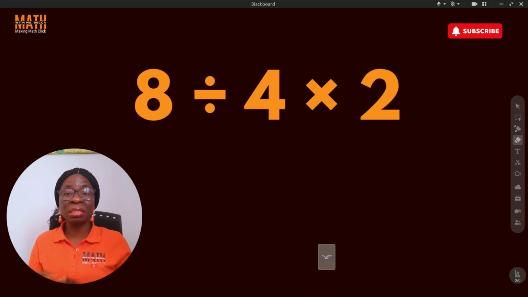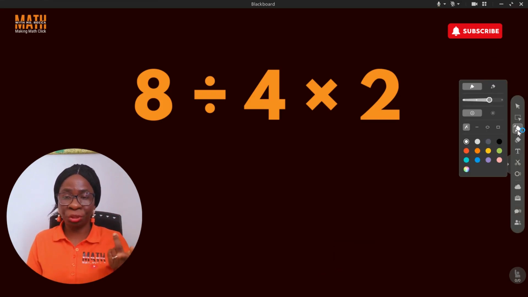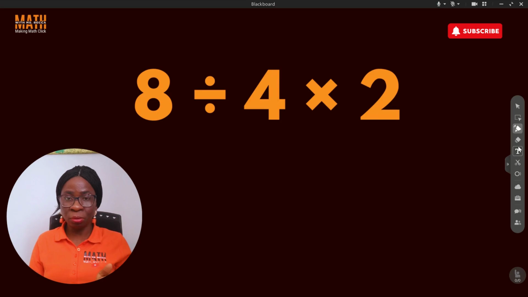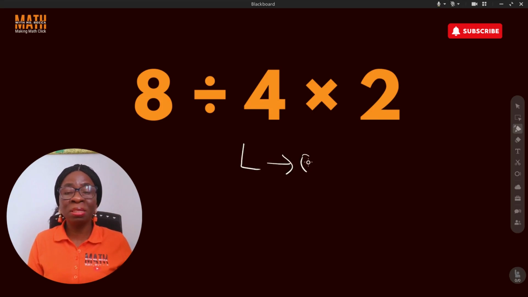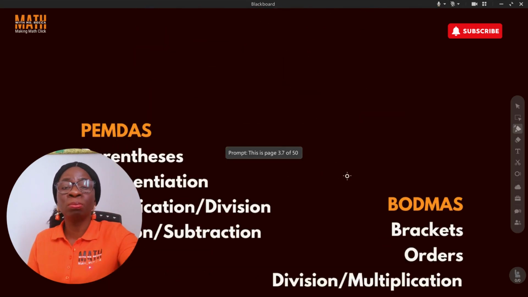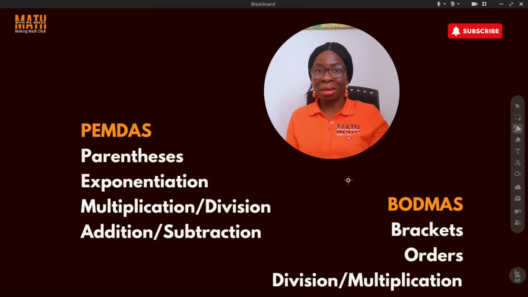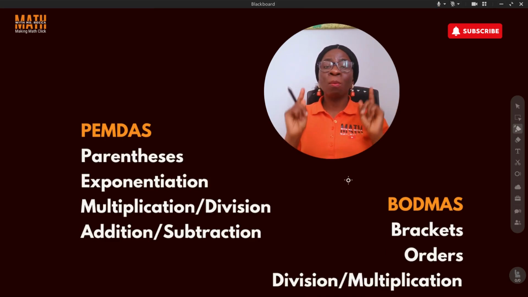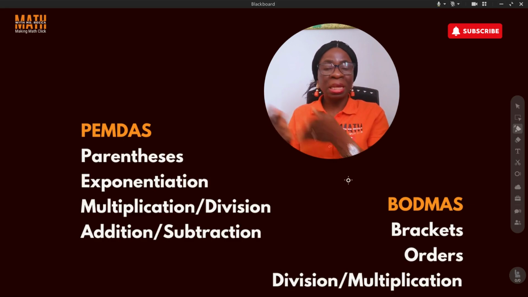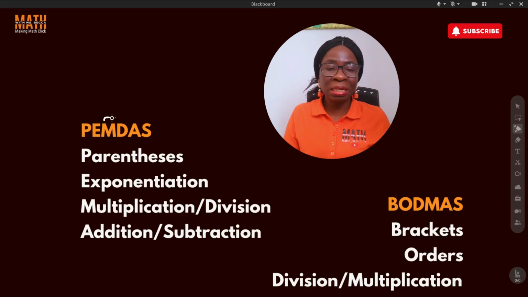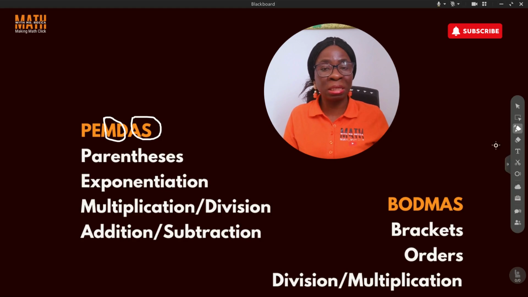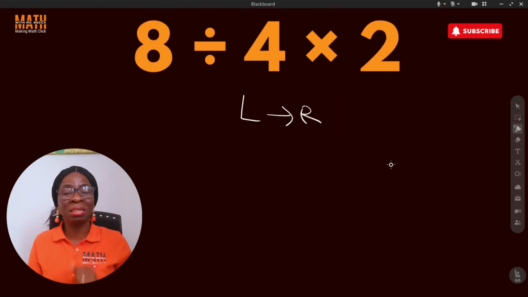The PEMDAS rule says multiplication and division are on the same level. So whenever you see multiplication and division in the same question, you solve from left to right. This means that the PEMDAS rule is more like PEMAS, that is parentheses, exponent, then multiplication or division. Then you move to addition or subtraction. So M and D are on the same level, on the same hierarchy, and then A and S are on the same hierarchy. That being said, what is the right way to solve this?